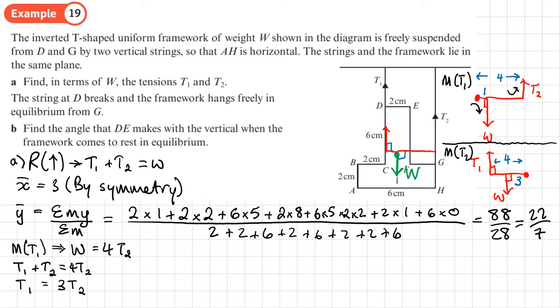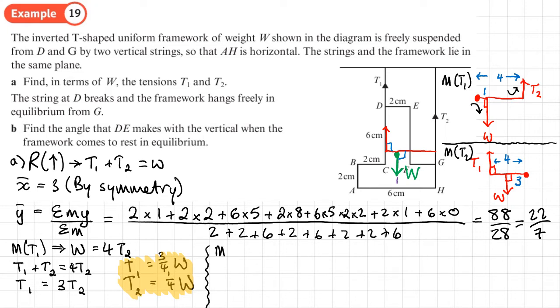So since I'm writing T1 and T2 in terms of W, using this equation now, divide both sides by 4, I can say that T2 is equal to 1/4 W. And then by using this equation here, I know that T1 is going to be 3 times by T2, so 3 times by that is going to be T1 is equal to 3/4 W.